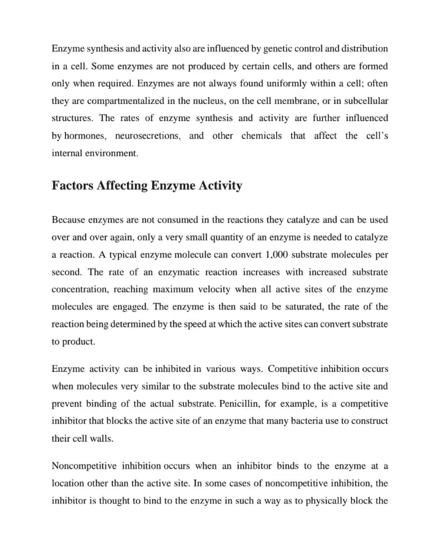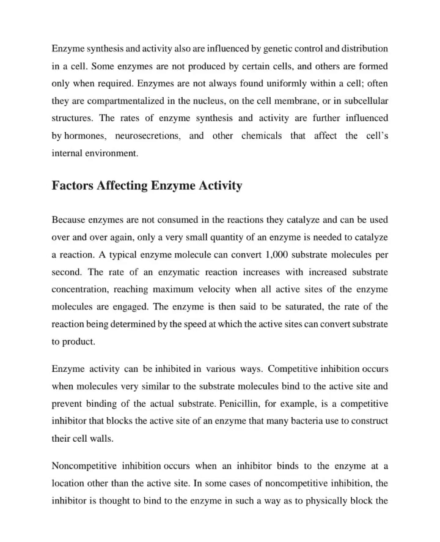Enzyme activity can be inhibited in various ways. Competitive inhibition occurs when molecules very similar to the substrate molecules bind to the active site and prevent binding of the actual substrate. Penicillin, for example, is a competitive inhibitor that blocks the active site of an enzyme that many bacteria use to construct their cell walls.